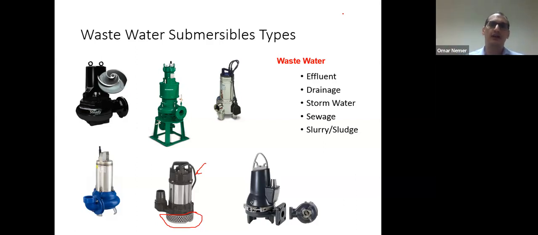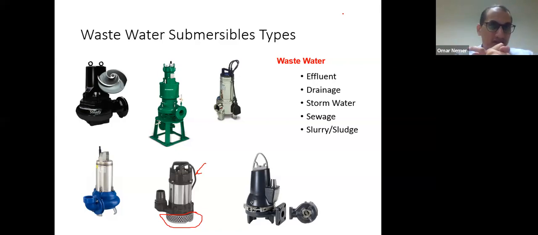How can I know? I can go and read inside the catalog what exactly type of liquids this pump can pump. You can know it easily from the supplier, and frankly speaking, it's better to read it from the catalog or ask the manufacturer.